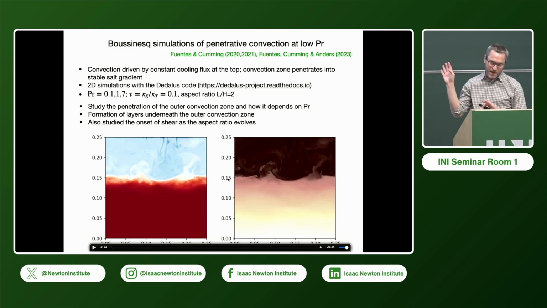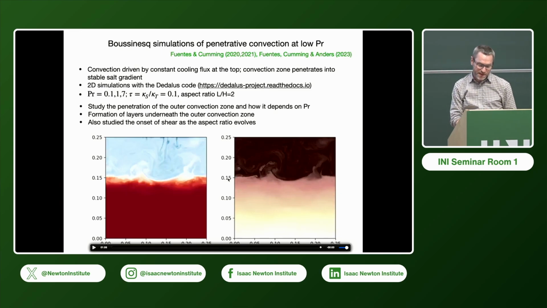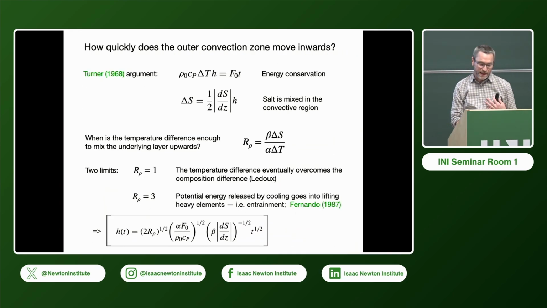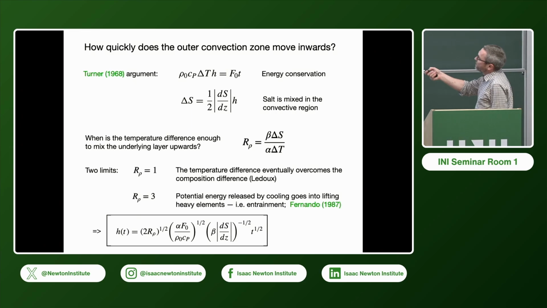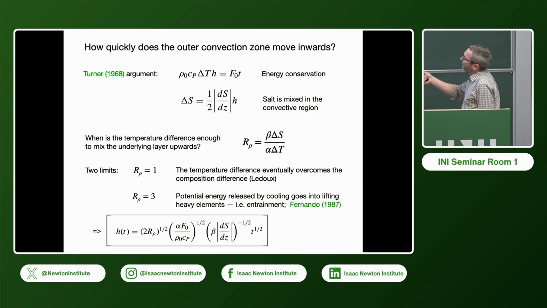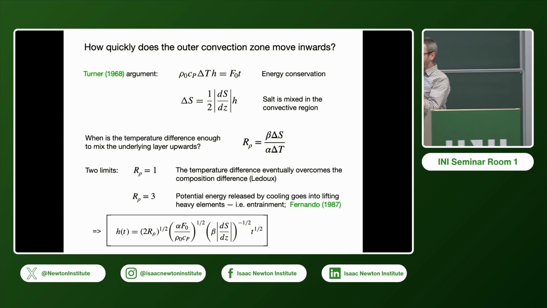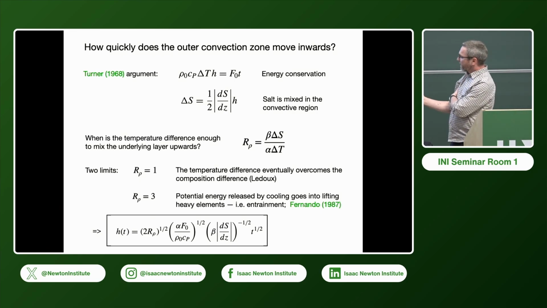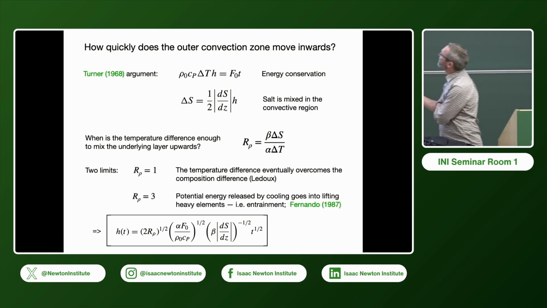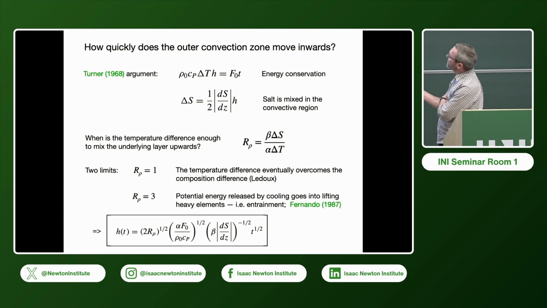Okay, so I'm just going to talk a little bit about the different aspects of this simulation. One thing that we looked at was how quickly the outer convection zone is moving in, and it turns out this is important for layer formation. So I'll go through this in a little bit of detail. There's an argument from Turner that gives a square root of time scaling for the thickness of this convection zone. As the convection zone penetrates in, how does this thickness depend on time? It has a diffusive-looking scaling, t to the 1/2, but it has nothing to do with diffusion. It comes about because you just conserve energy and salt.